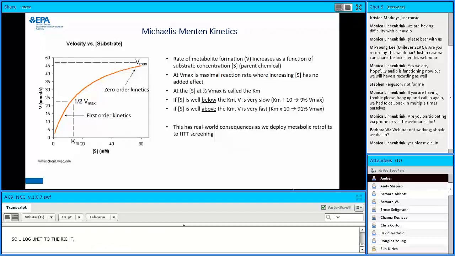And a log unit in toxicology, or in vitro testing, is not much. Our test ranges normally span several log units. But this has real-world consequences as we think about retrofitting our assays and doing high-throughput toxicity screening.